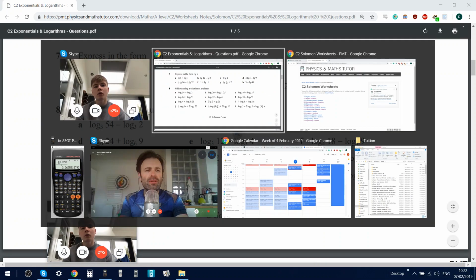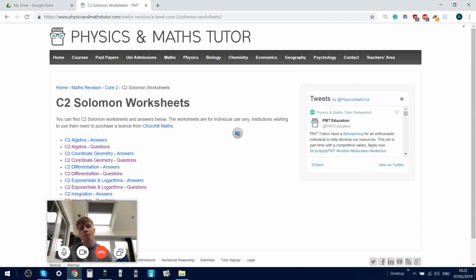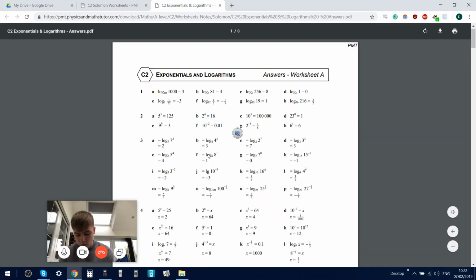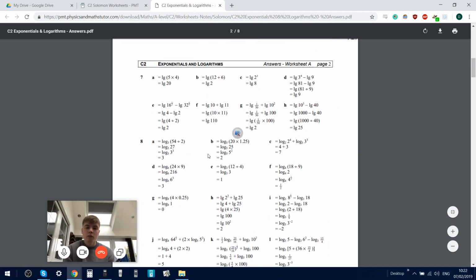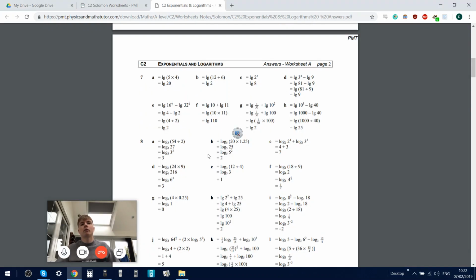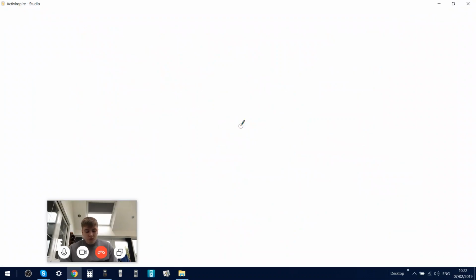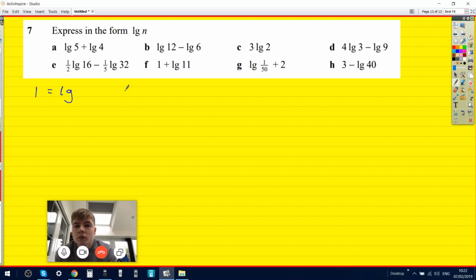So this is 7, exponentials and logs. 7F. Yes, that's what I thought. If there's no base, it's assumed to be base 10. Oh, alright. And so instead of 1, you would write log 10 base 10, plus log 11. And so what do you get there?